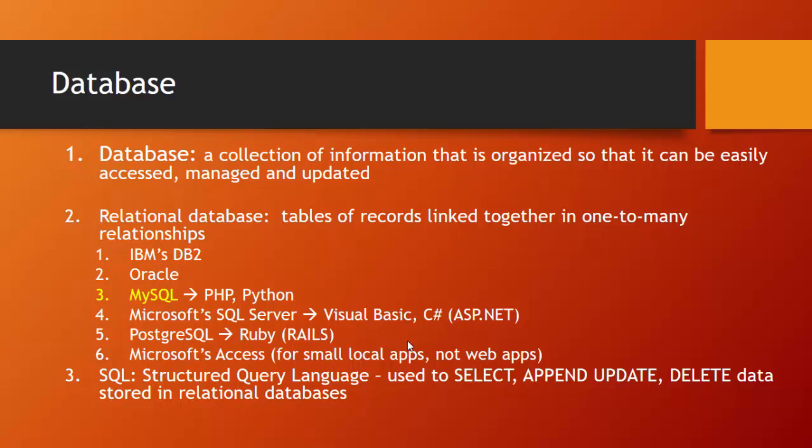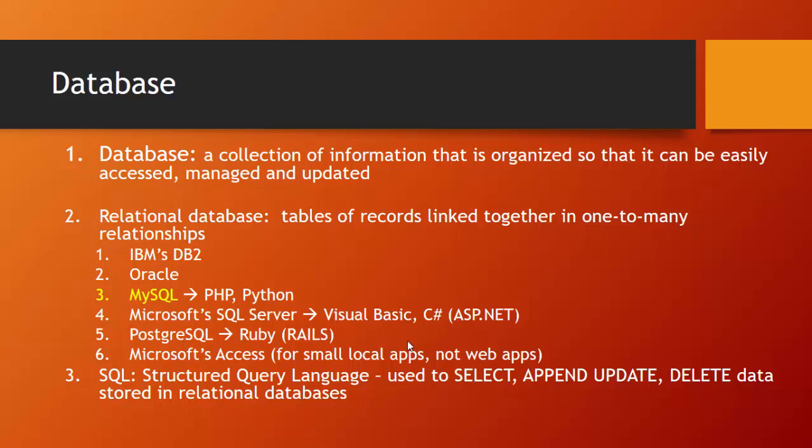And there are many different relational database software programs that do this, such as IBM's DB2, Oracle, MySQL, which is an open source relational database model that's commonly used with PHP and Python. There's also Microsoft's option called SQL Server, and it works well with Microsoft's Visual Basic program, Microsoft's C# program, and the ASP.NET framework. Another option is PostgreSQL, which is commonly used with Ruby and Rails. And then there's even Microsoft's Access, which is real handy for small local apps.